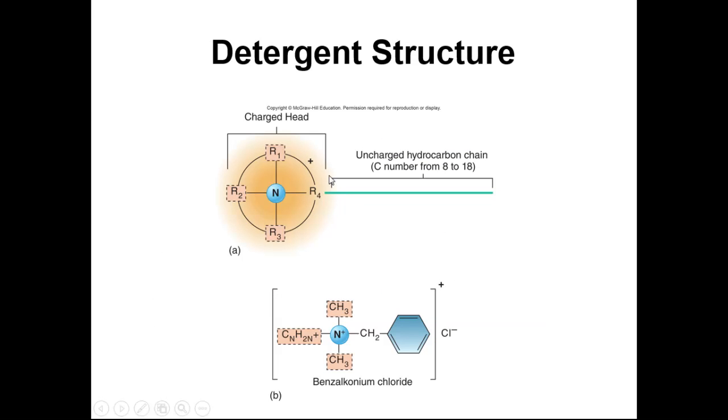Here we have a generic structure of a soap or detergent molecule, and we can see a charged polar group and an uncharged region. All detergents are going to have a charged region and an uncharged region. This is going to bind with the hydrophilic regions of the molecules, so the phospholipid head, for example, and this uncharged region can bind with the phospholipid tails of the cell membrane.